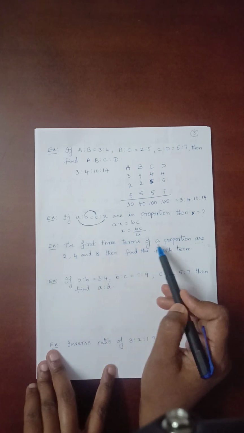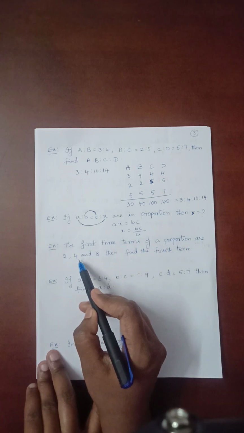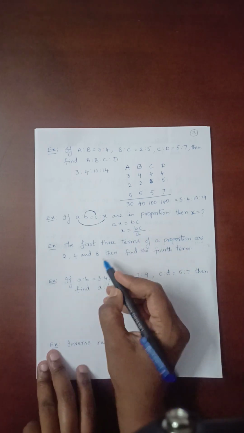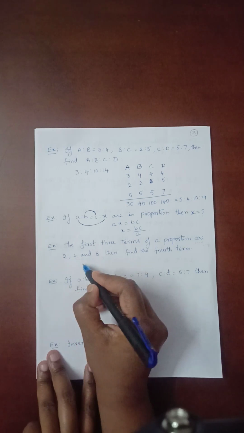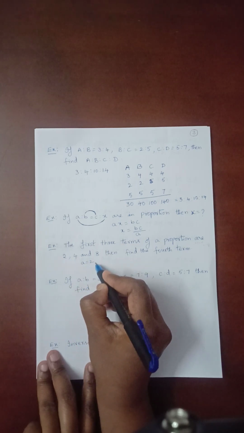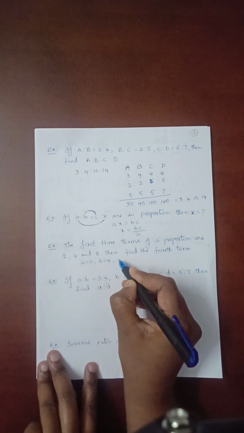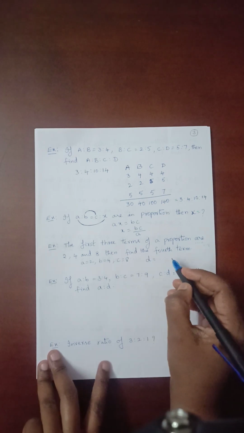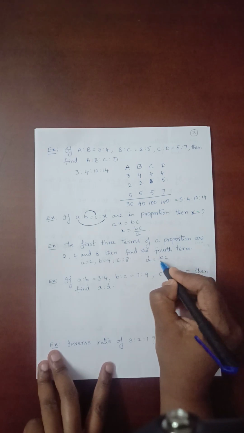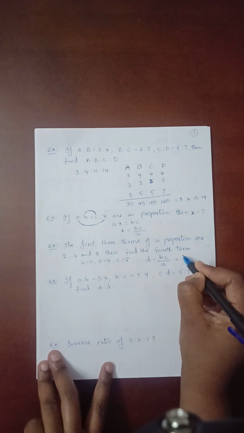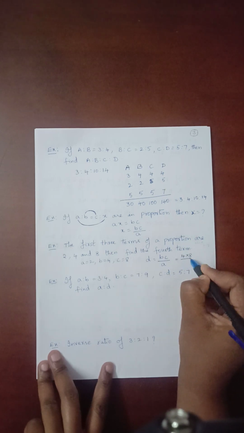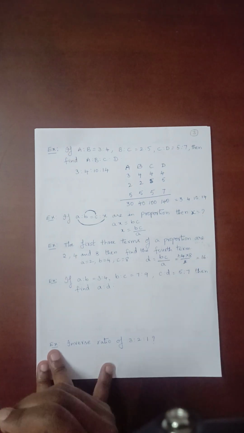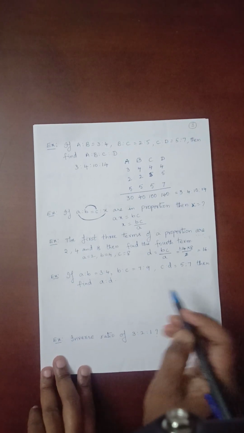Now one more example. The first three terms of a proportion are 2, 4 and 8. Then find the fourth term. Just now I said, find the fourth term. So what is the first one? A is 2, B is 4, C is 8. What is the fourth proportion? D is equal to BC by A. This is the formula. What is B? 4 into 8 by A. 2 2s are, so this is 16. What is the fourth proportion? That is 16.